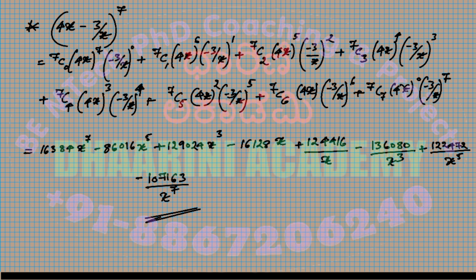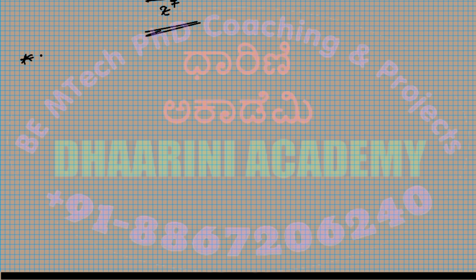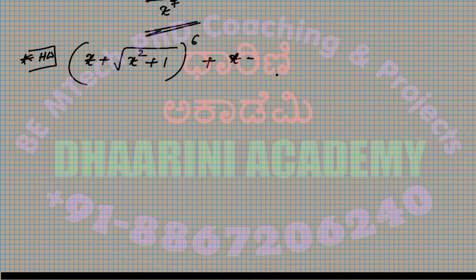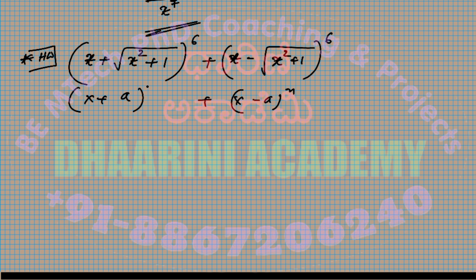Okay, next problem. Solve or simplify the term x plus the root of x squared plus 1 to the power 6 plus x minus root of x squared plus 1 to the power 6. So hint to solve this, consider this as x plus a to the n plus x minus a to the power n, right? You can use that formula to simplify this. This is an easier problem if you do that approach. Anyway, it's not compulsory. You can even do it using the normal method.